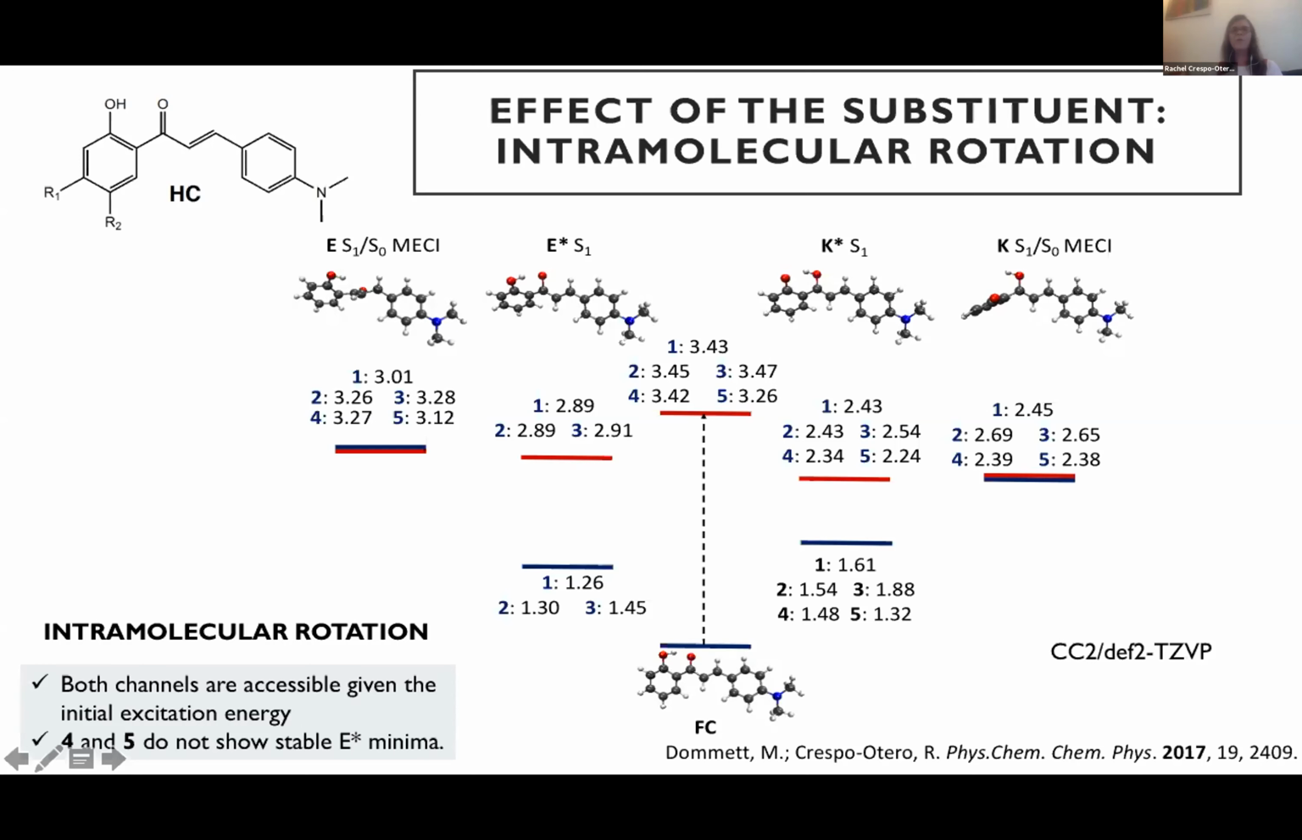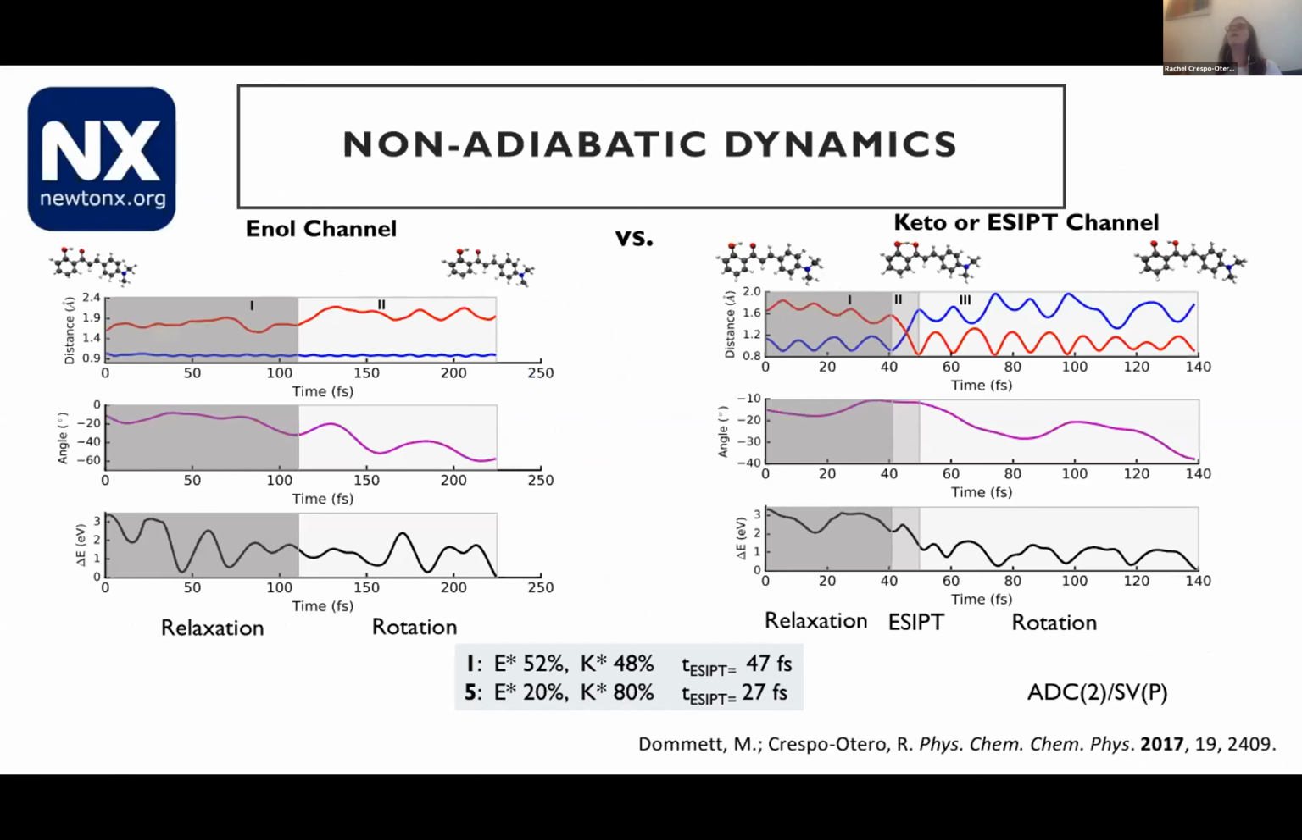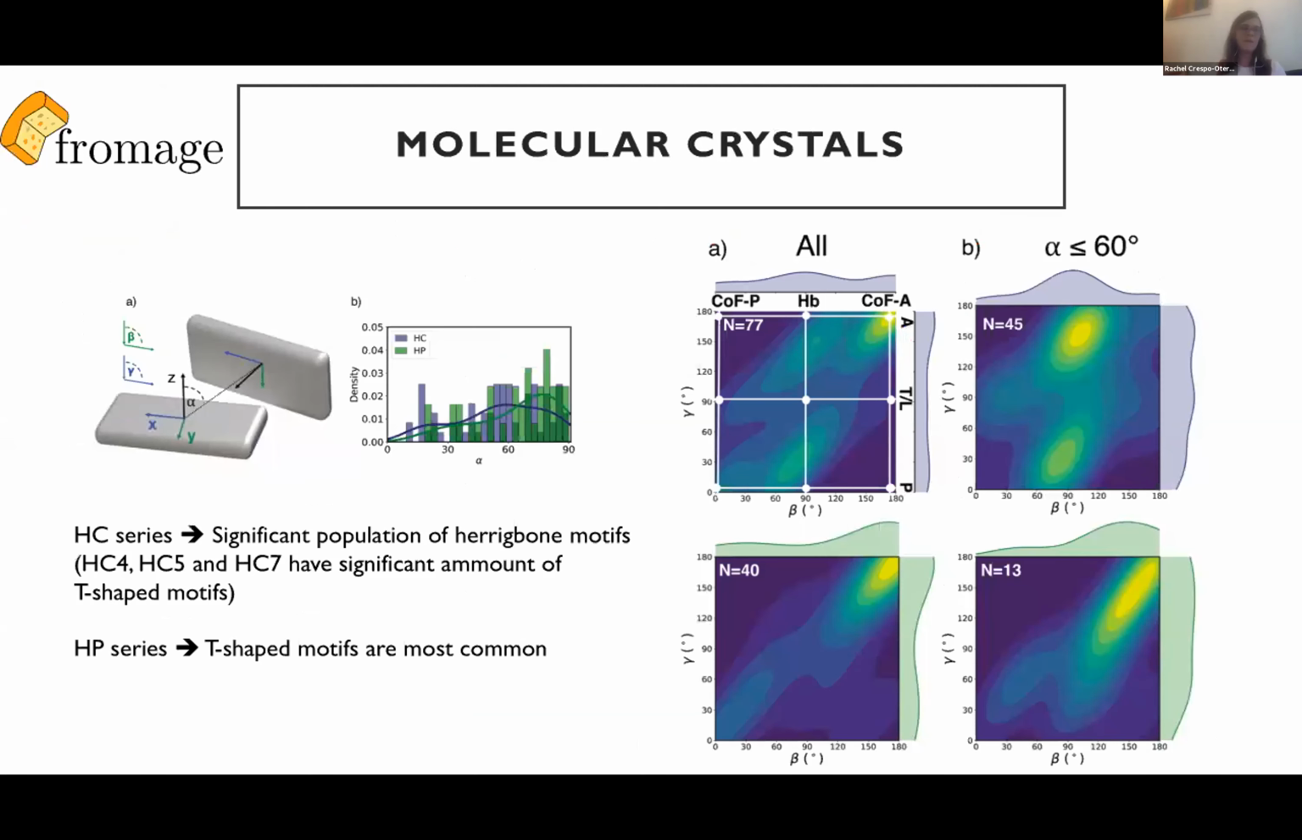So we did adiabatic dynamics simulations using surface hopping, and what we observe if we analyze these two systems, HC1 and HC5, is that there is a distribution of the trajectories over the population of the enol and keto channels. And we see that this happens in the case of 1, where the stabilities of the enol and the keto structures are relatively similar. But in the case of 5, where the keto form is much more stable, most of the trajectories will stabilize on the proton transfer structure. So this is the main mechanism in vacuum.